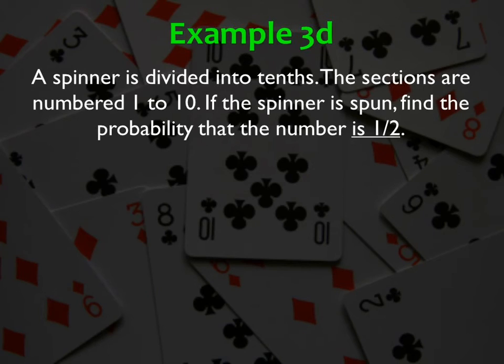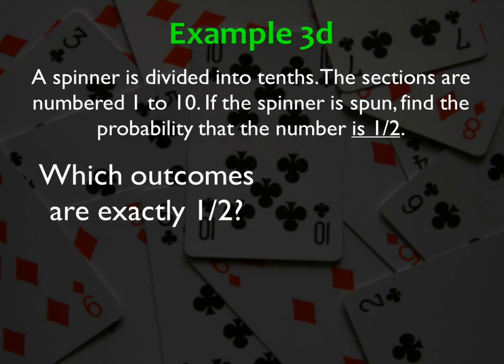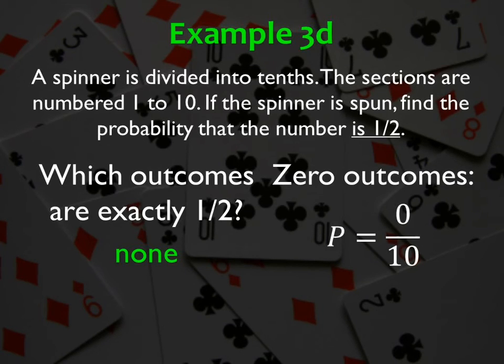On the other hand, what's the probability that you will spin 1/2? Well, that can't happen. You cannot spin a fraction. So there are no ways to do it. The probability of spinning 1/2 is 0. It is impossible for it to happen.